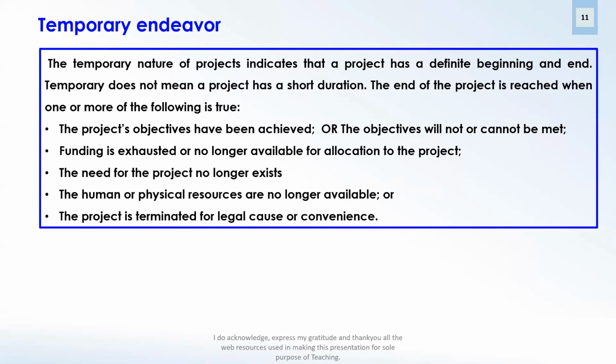The end of the project is reached when one or more of the following is true. That's another very important thing which I would like to emphasize right now. How you define project is completed. So basically you will say very simply that what we expected, we are getting it out of that project. We wanted 100 kilometers of road, 100 kilometers of road is done. Our objective is achieved.